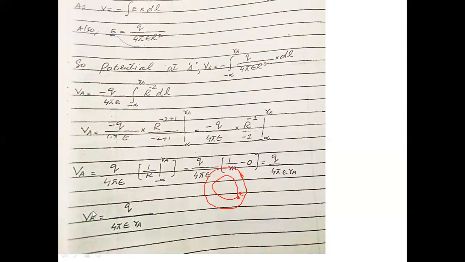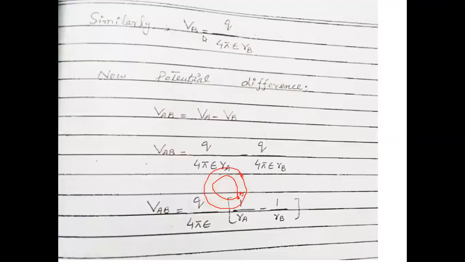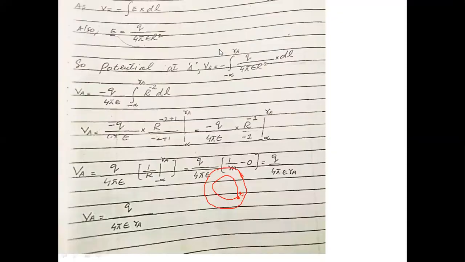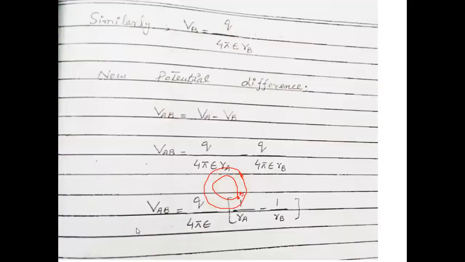This is actually the electric potential, or you can say the work done in moving a charge from minus infinity to point A, having a radius of Ra. Similarly, Vb, following the same procedure, is equal to Q divided by 4 pi epsilon Rb. Now the potential difference Va minus Vb. This is the value of Va and this is the value of Vb.